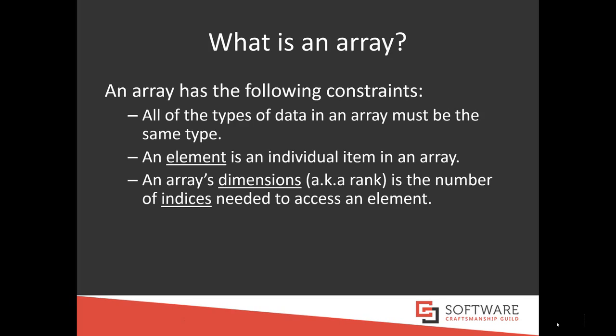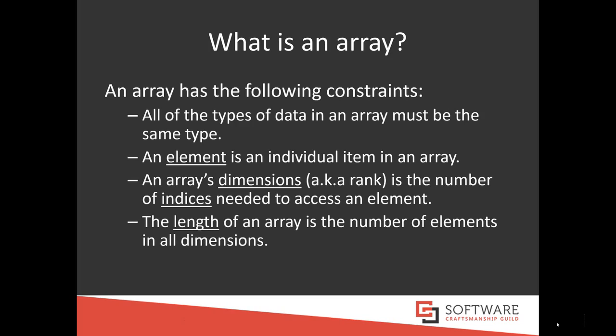An array's dimensions, also known as rank, is the number of indices needed to access an element. And as we get into arrays, you're going to see that if we want to access an individual element, we have to provide a number or coordinate. The number of dimensions determines how many numbers we need to get to that element. The length of the array is the number of elements in all dimensions. That's basically programmer speak for saying how many slots do we have in this storage structure.